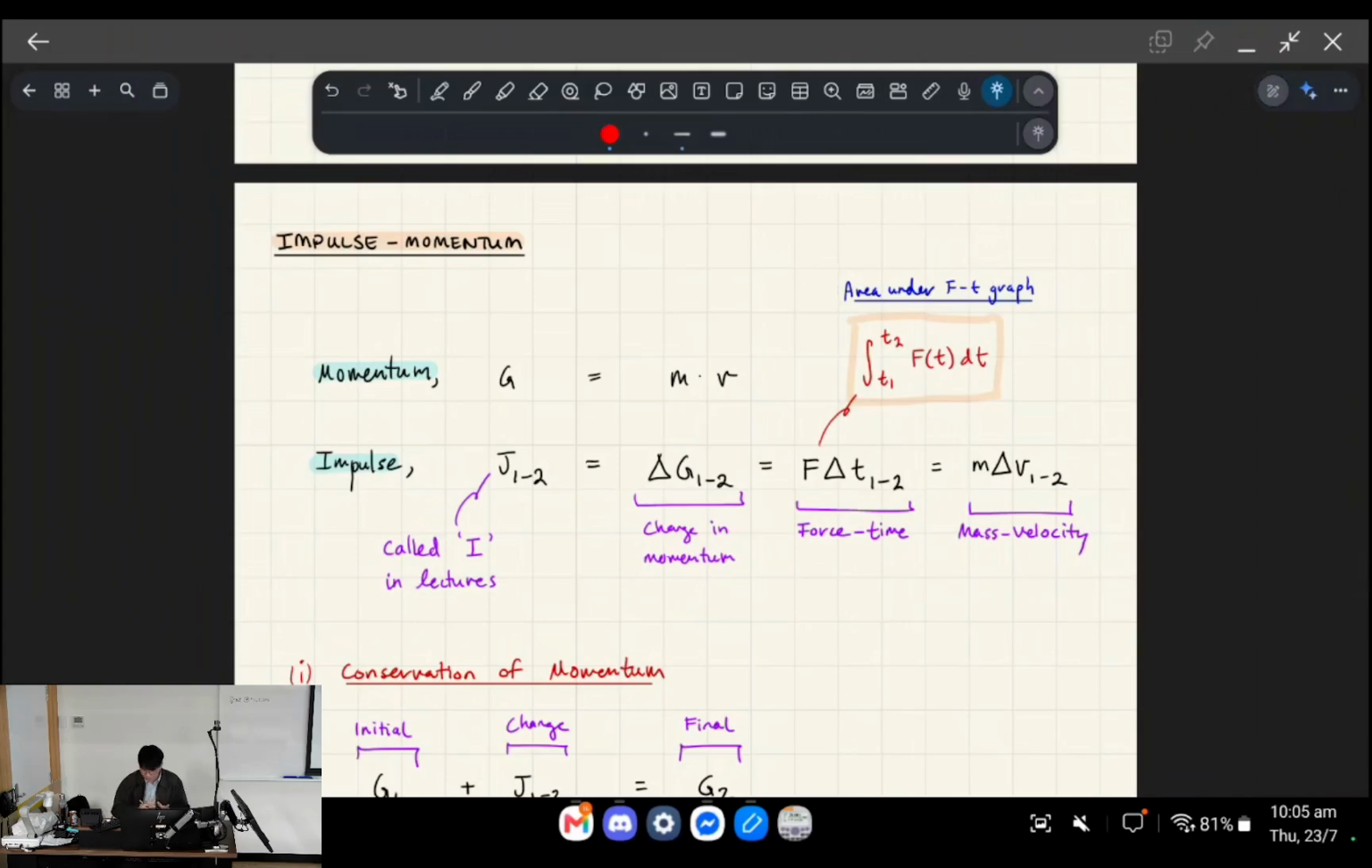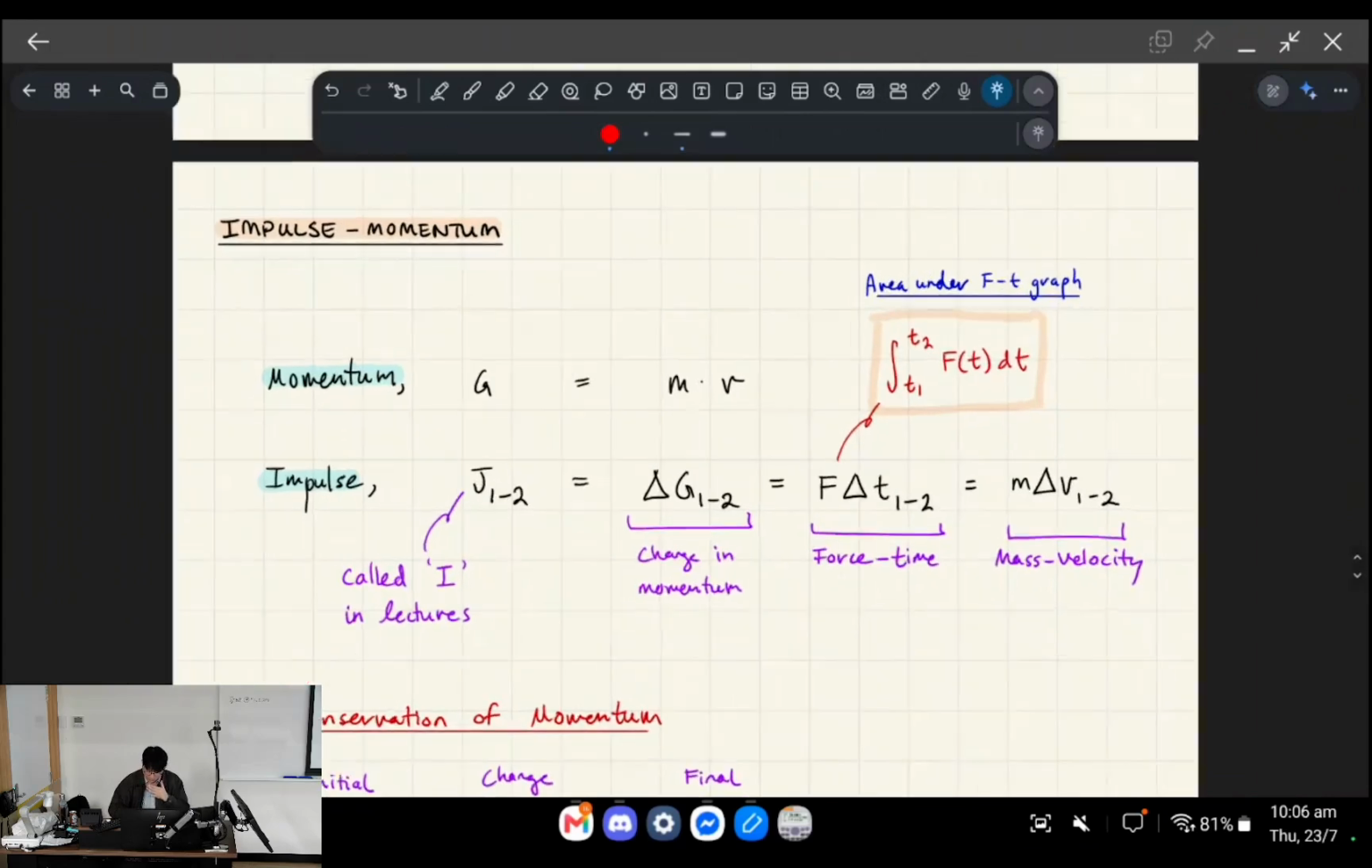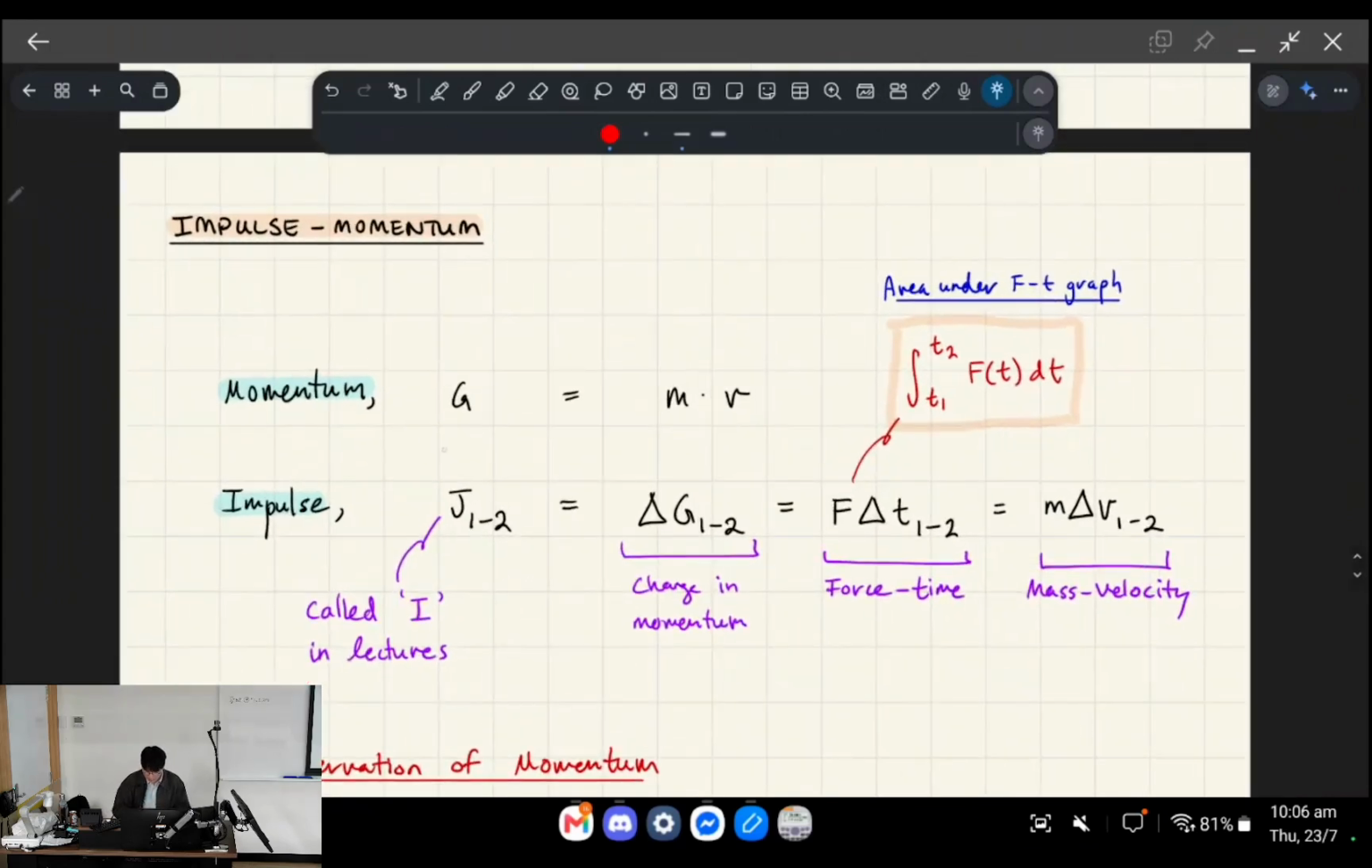Okay, the next topic I want to tell you guys about is impulse momentum. Probably the trickiest thing about impulse momentum is keeping track of the variable names. Here I've called momentum G. In the past, you might have seen it called P for momentum or something like that. But it's got the equation m times v, right? Impulse is your change in momentum, and in the past you might have seen this be called I. Even in the lectures it's probably called I, but I like to call it J.